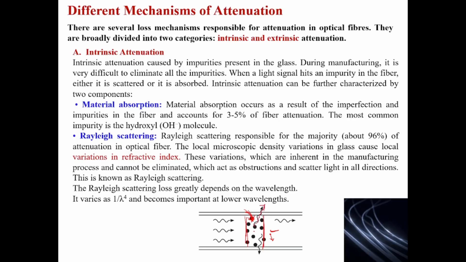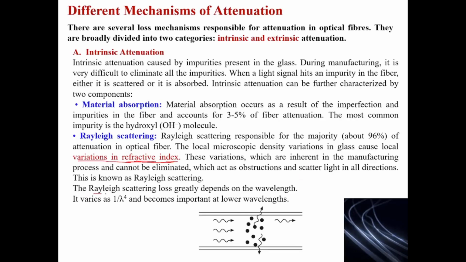These are the scattered waves, which could not move through the optical fiber. Due to that, we get the attenuation, right? So this is all about Rayleigh scattering, and how does this happen? Due to the variation of refractive index, and this happens at the time of manufacturing.